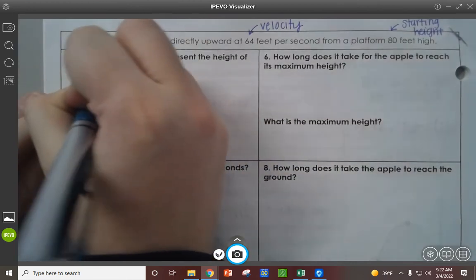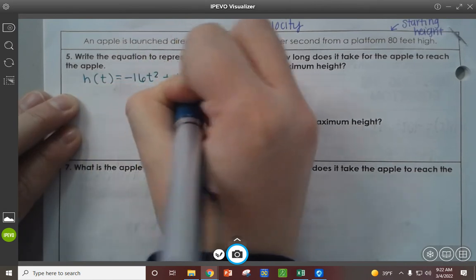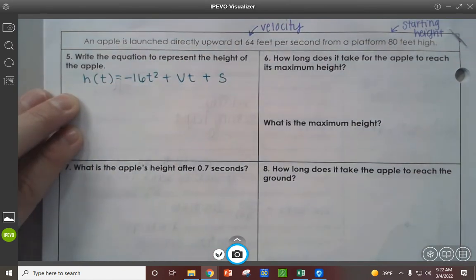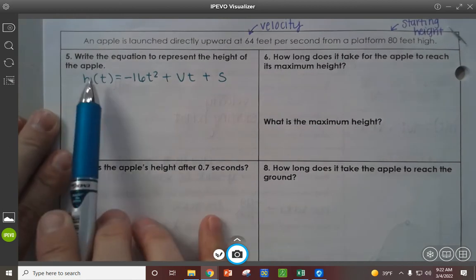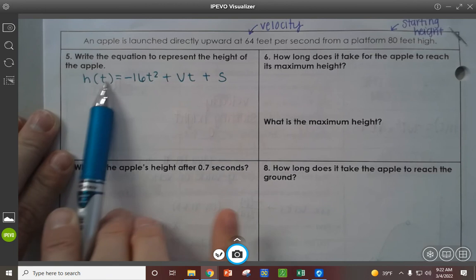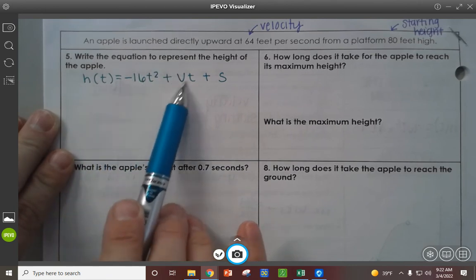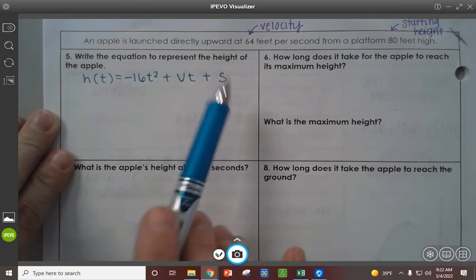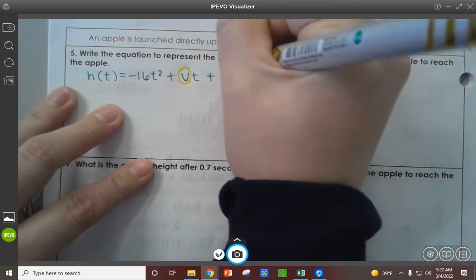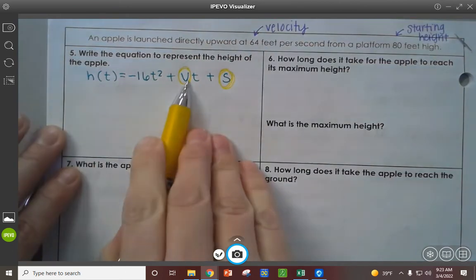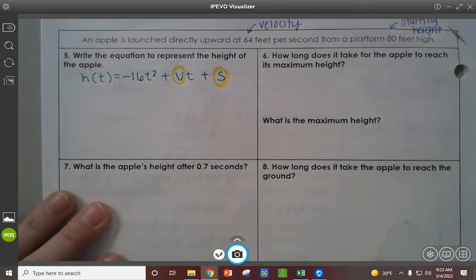And I'm going to rewrite what we had on the front so you don't have to keep turning. So the height at whatever time is negative 16t squared plus velocity t plus starting height. So what we're doing is subbing in for these two parts. We have a velocity and we have a starting height, and we're just filling in for those.